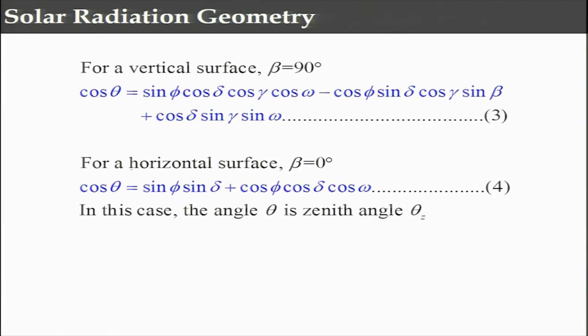Similarly, for a horizontal surface, which means beta is equal to 0, this equation gets modified and becomes a very simple equation. Cos theta is equal to sin phi sin delta plus cos phi cos delta cos omega. For a horizontal surface, theta is theta z. So likewise you can do various things.